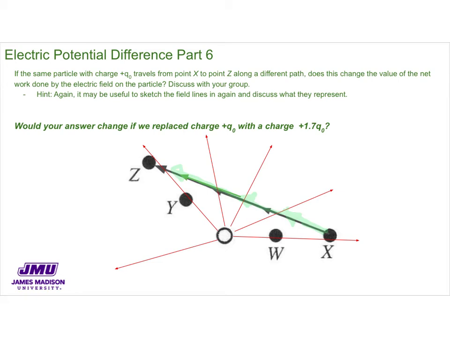And notice the last question, would our answer change if we replaced plus Q naught with plus 1.7 Q naught? No, how big our test charge was moving from X to Z never mattered in our reasoning. If we place a larger and larger charge at X and move it to Z, then the work done would still be 0. So our point is that the charge itself moving from X to Z doesn't matter. The space around our center charge has been altered by the presence of this center charge. This electric field and the potential around it do not depend on the charge that you put into the field.